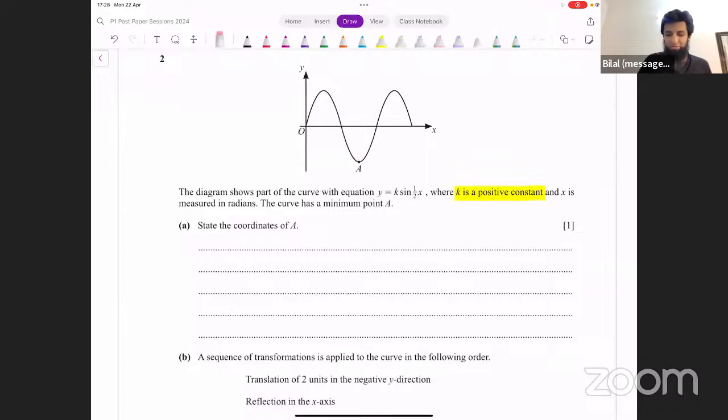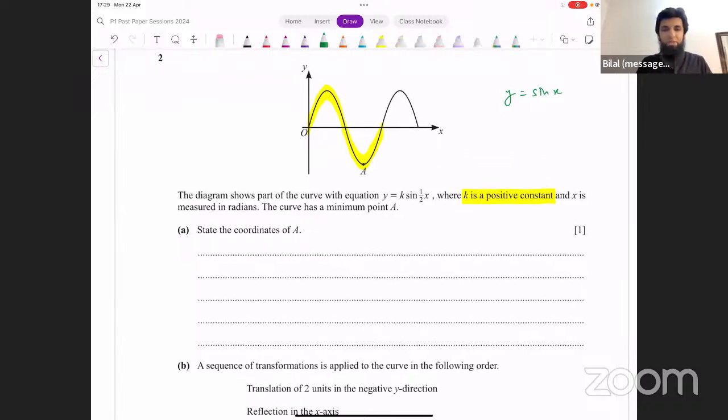How can we think about this? Remember what the graph of sine x looks like. So if you have the graph of sine x, how does that look like? It would start from 0, go like this, and this is where it completes one full cycle. If it was sine x function, what would these points be in that case?